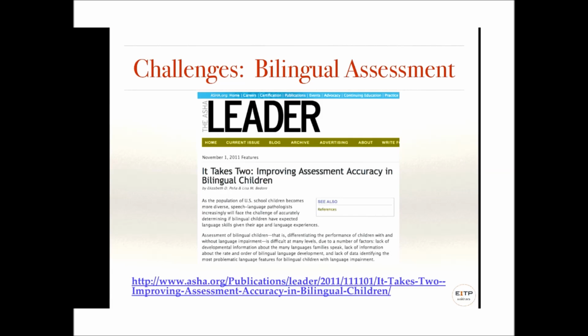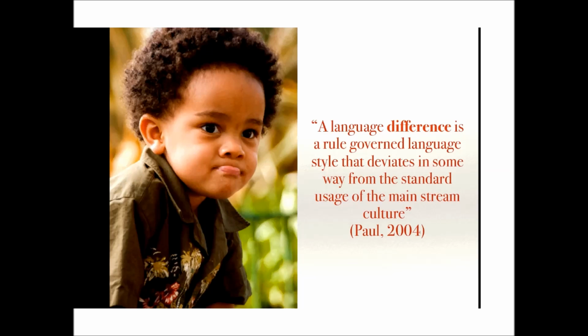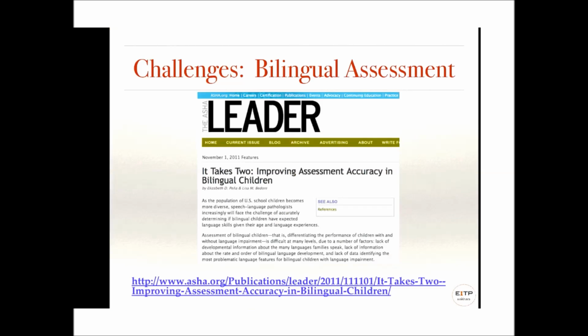So in contrast to an impairment or a delay, a language difference is associated with a systematic variation in vocabulary, grammar, or sound structures. So we need to be very aware of that culture and the sounds that exist, the regional dialects. There are so many things to consider when you're trying to determine, is it a language difference, a delay, or a disorder.